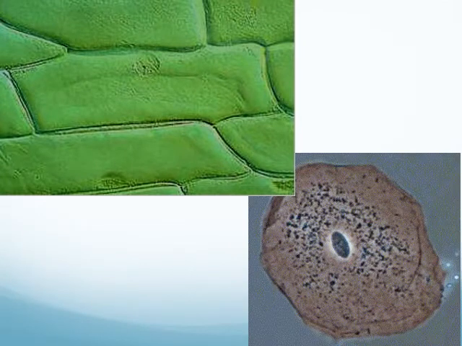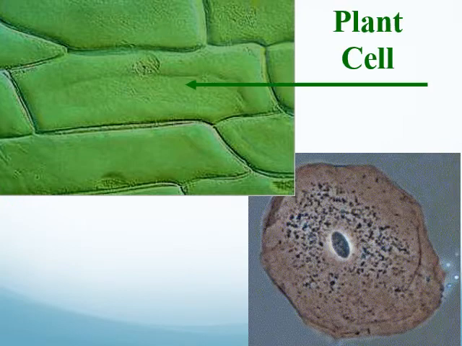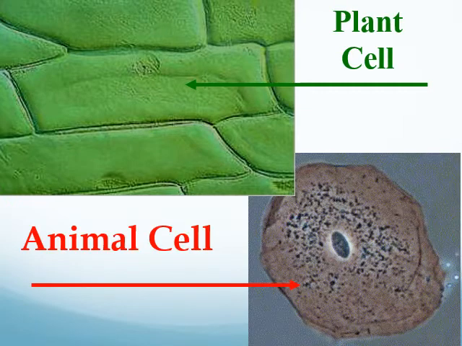How can we tell the difference between these two cells? What is it we're looking at here? Hopefully by this point you know that the top picture is a plant cell and the bottom picture is an animal cell. The quickest way to tell the difference is that the plant has a green color from its chloroplast, as well as a more rectangular geometric shape than the much more round animal cell below it.